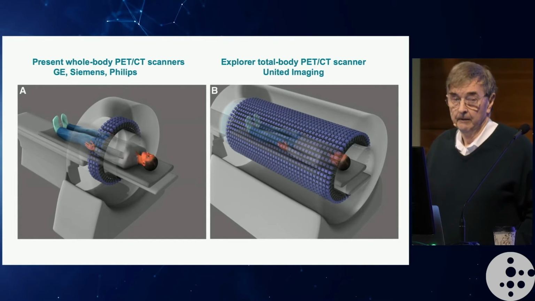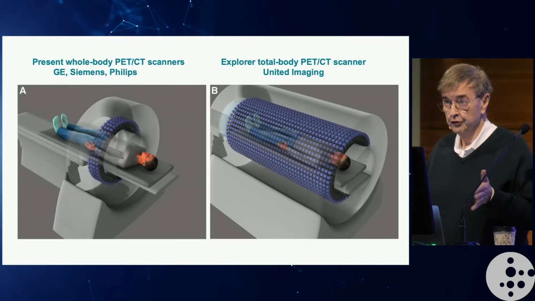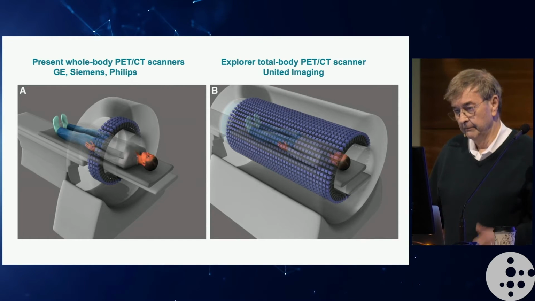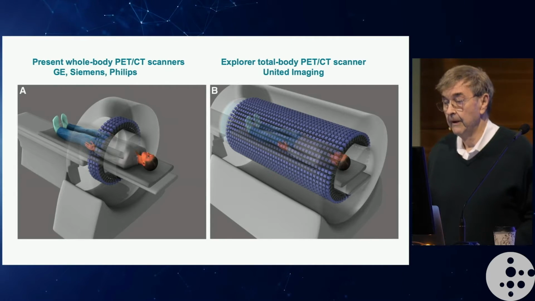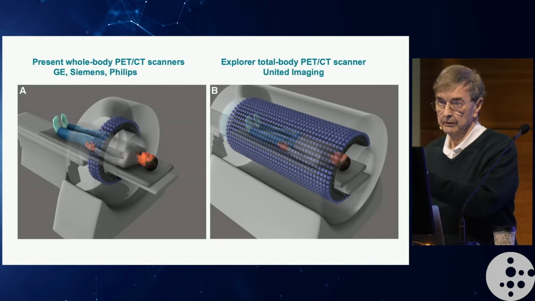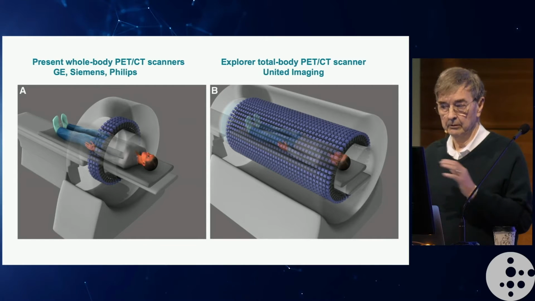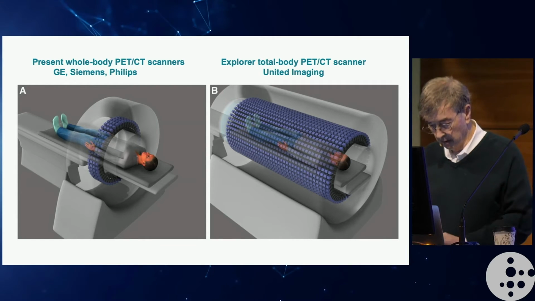So, to your left is a GE, Siemens, Philips type modern PET scanner of what are called whole body PET scanners. To the right shows you this large array of detectors with enormous innovation to make all that work.